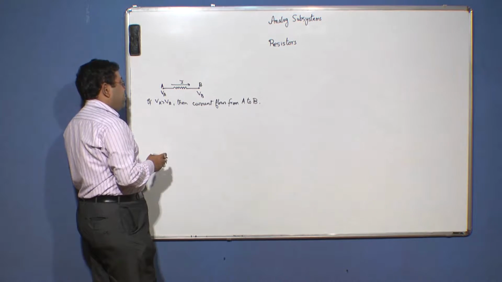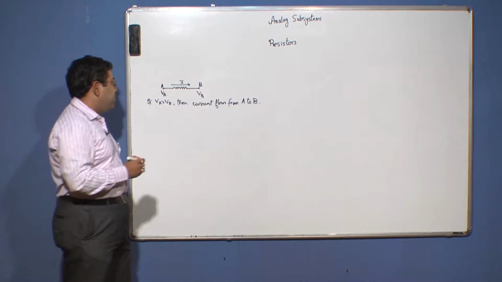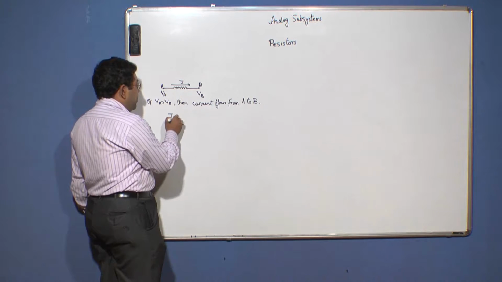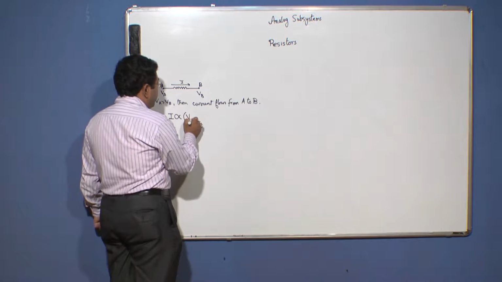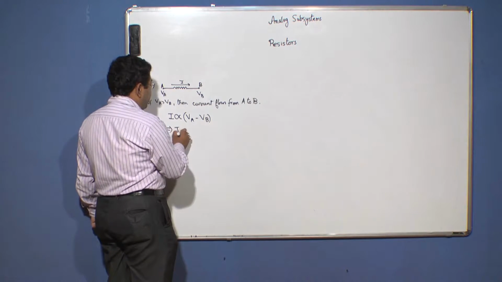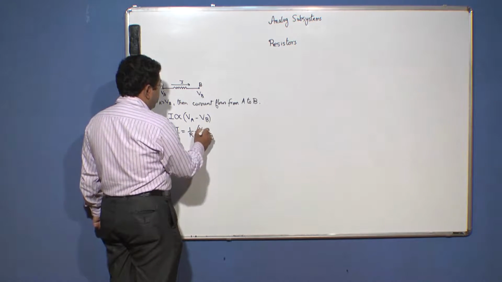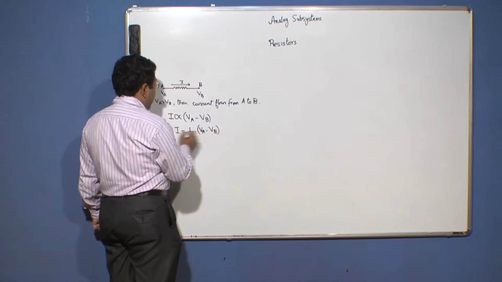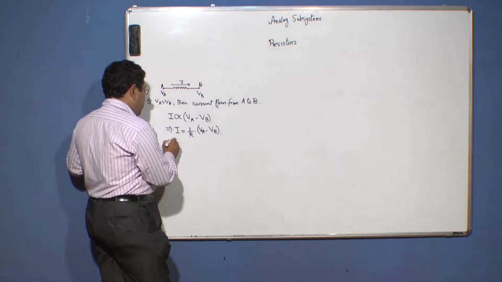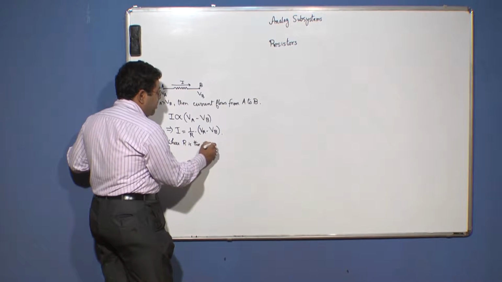Now, as per Ohm's law, temperatures and other physical conditions remaining the same, the current flowing through this resistor is directly proportional to the potential difference between its ends, and the constant of proportionality is the inverse of resistance. So, the equation comes out to be I equals 1 by R into (VA minus VB), where R is the resistance of the resistor.